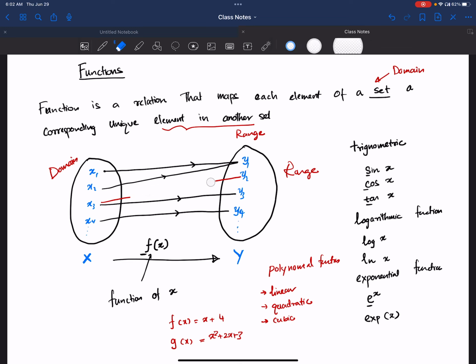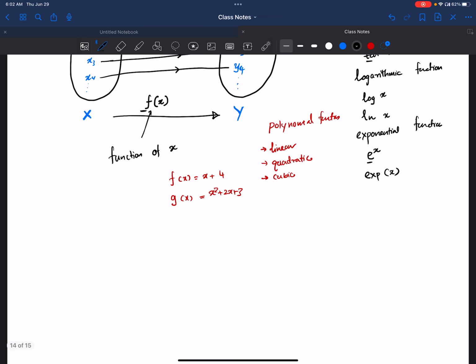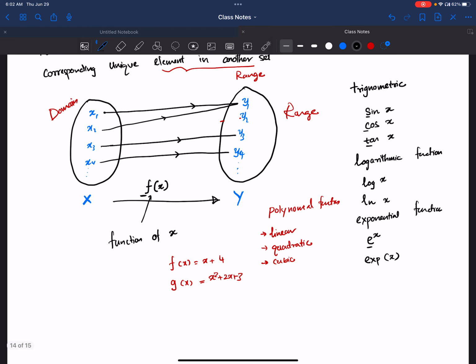Two elements in the domain can map to the same element in the range, but one element in the domain cannot map to two different elements in the range. Okay, so that's the key to understand. So for example, this could be a function. I will draw and show you graphically here.